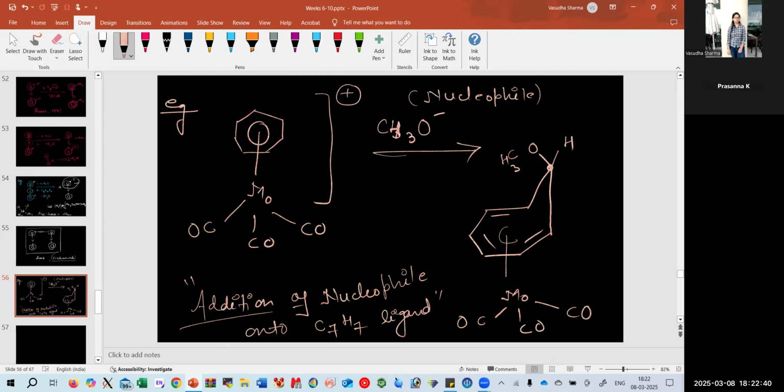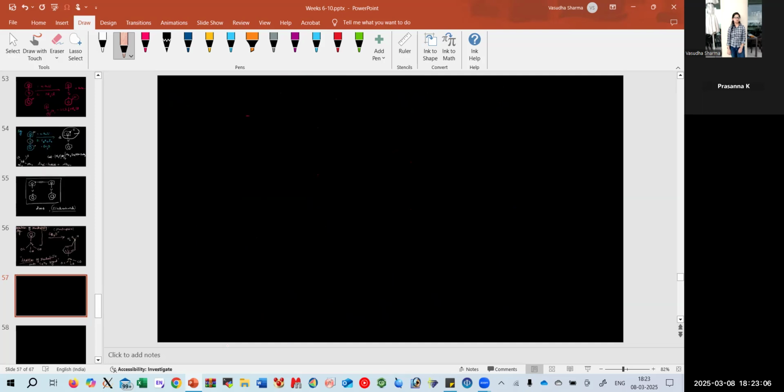So there is no substitution, there is no elimination, it's just the addition onto your C7H7 center and making an OCH3 bond with your carbon center of the C7H7. So the topic here was the addition of nucleophile. So these are the examples of how your C7H7 system reacts.